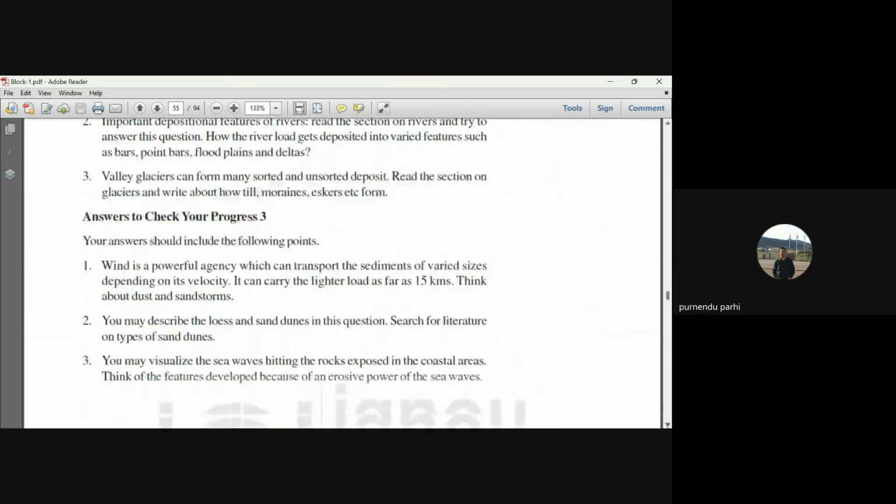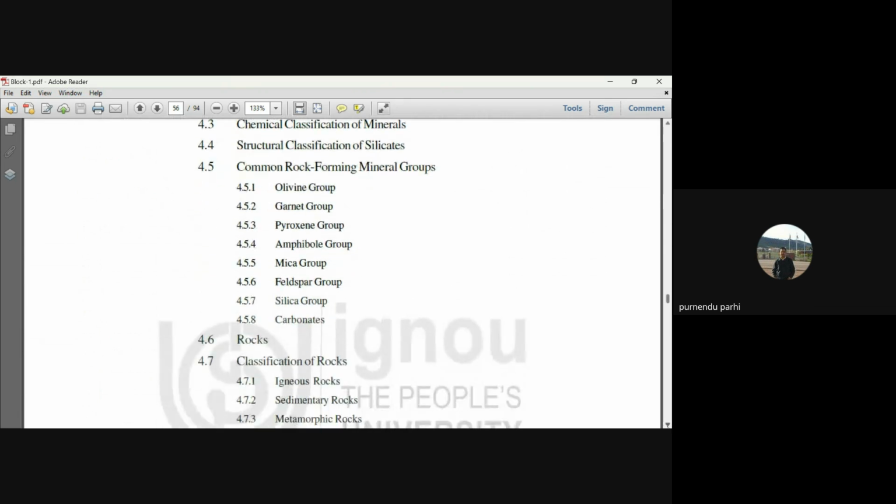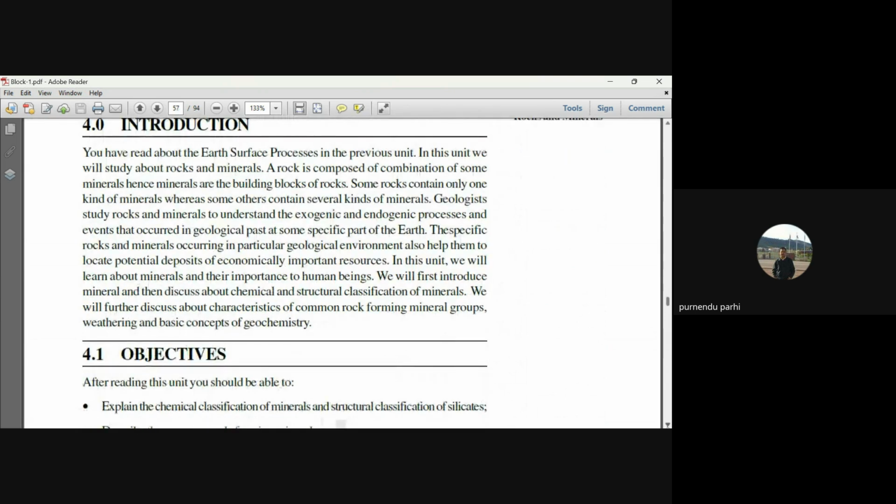Now we will come to the last unit, that is rocks and minerals, unit 4. So you have read about the earth surface processes in the previous unit. In this unit we will study about the rock and mineral. A rock is composed of a combination of some minerals, hence minerals are the building blocks of rock. Some rocks contain only one kind of mineral, whereas some others contain several kinds of minerals.